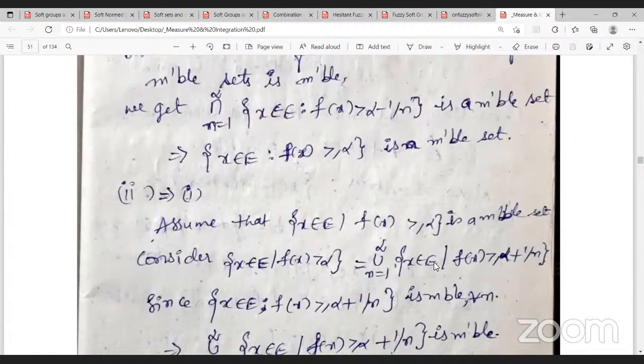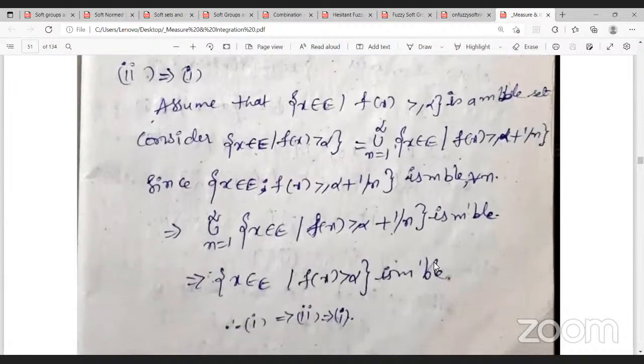Therefore, since the set of x belongs to E, f of x greater than or equal to alpha plus 1 by n is measurable for all n. Measurable for every n.